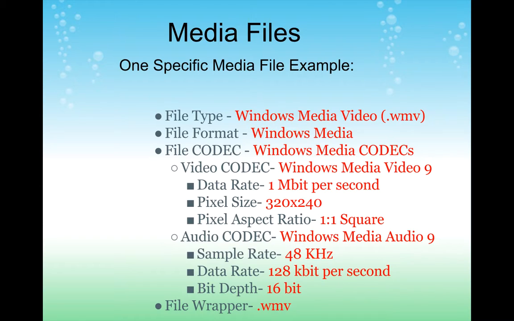For the audio, the Windows audio codec is Windows Media Audio 9. The sample rate, as you see, is 48 kilohertz: 48,000 samples are taken every second. The data rate, 128 kilobits per second, is necessary to play that audio back. It's 16-bit audio. Every single one of those 48,000 samples taken every second is 16 bits wide. That's what CDs use. And then the file wrapper is Windows Media Wrapper.